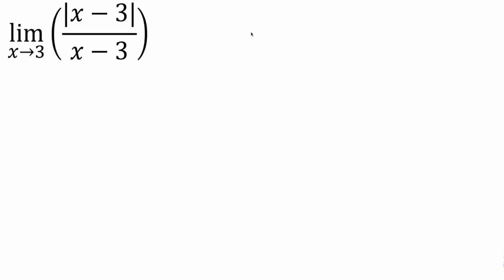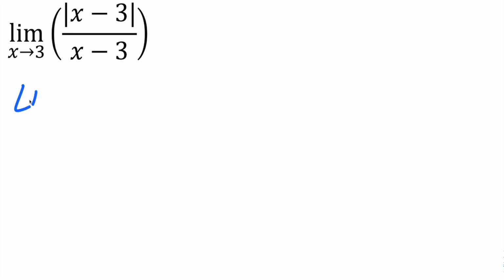And for this problem, it's going to be useful because we have the limit as x approaches 3. So at 3, you get 3 minus 3, you get 0. That's a red flag. Now, if you have a bigger number than 3, let's say 3.1, you get 3.1 minus 3, which is 0.1. Now, if you had a number less than 3, like 2.9, you get 2.9 minus 3, you get negative 0.1. And so the way we're going to do this problem is to split it up.